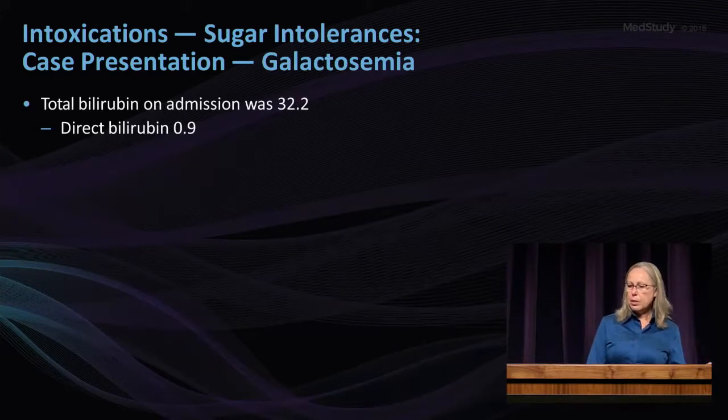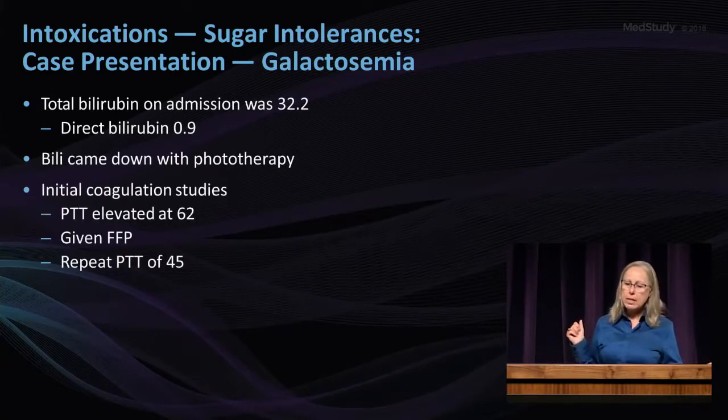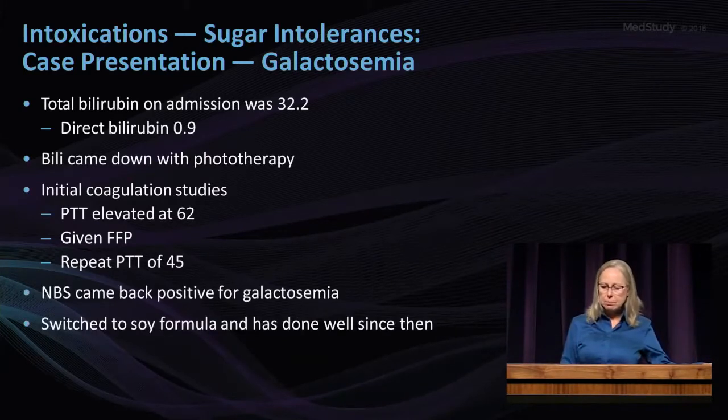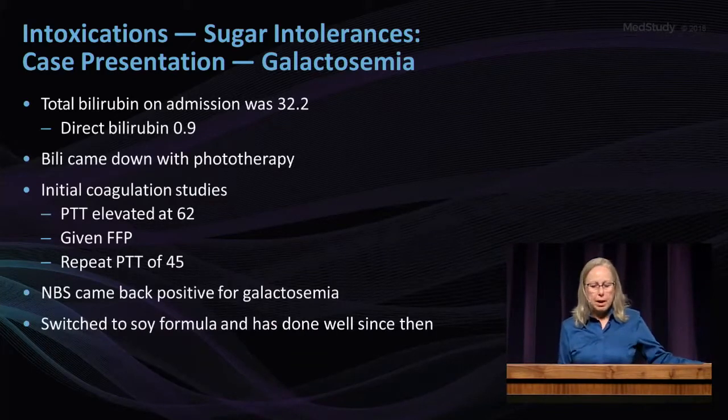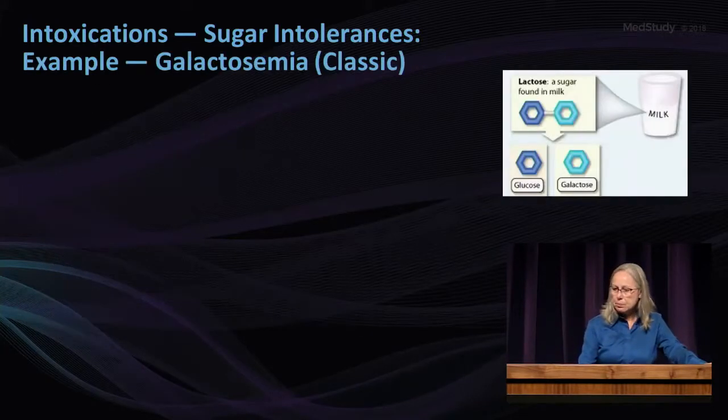The total bili was 32 on admission with a direct of 0.9, and it came down with phototherapy, thereby avoiding the exchange transfusion. His initial coags, PTT was elevated. He was given fresh frozen plasma, and it came down. And the newborn screen came back positive for galactosemia. We switched the baby to soy formula, and he's done well since then.